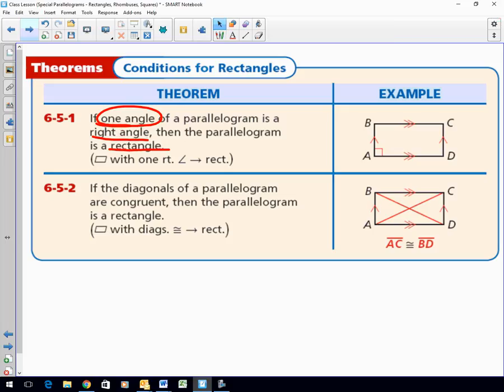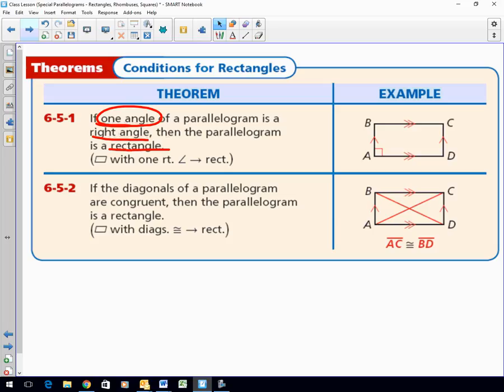Want to know why that's true? If it's a parallelogram, the opposite angles have to be congruent. So if angle A is a right angle, then angle C has to be a right angle. And the consecutive angles are supplementary. 90 plus 90 equals 180. Only one right angle in a parallelogram tells me that it is a rectangle.